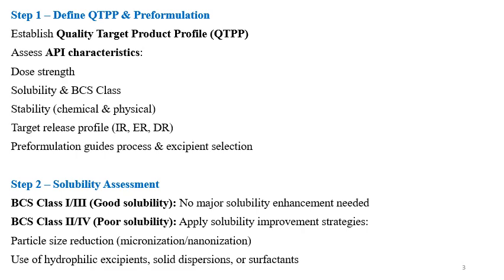Then come to the solubility assessment of the API. BCS class 1 and 3 have good solubility, so no major solubility enhancement techniques are required. BCS class 2 and 4 have poor solubility, so apply solubility improvement strategies.